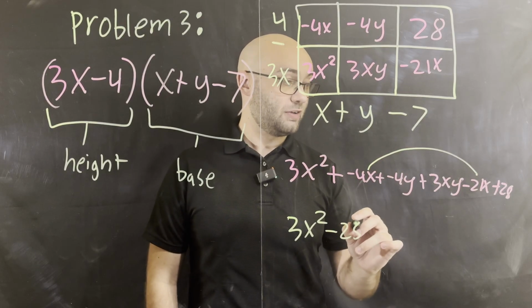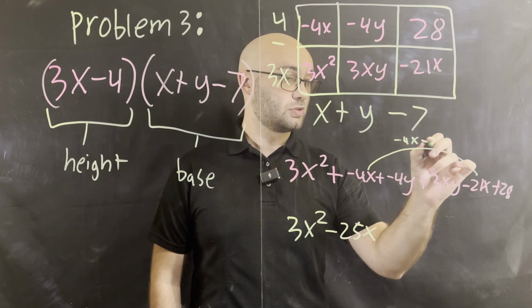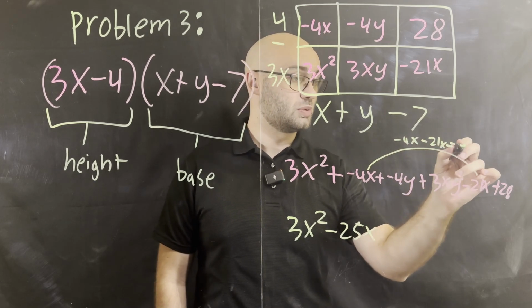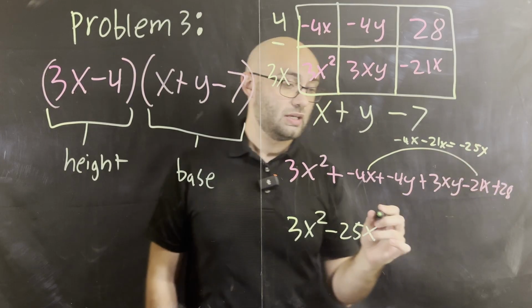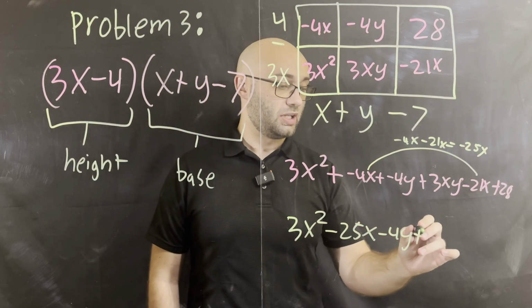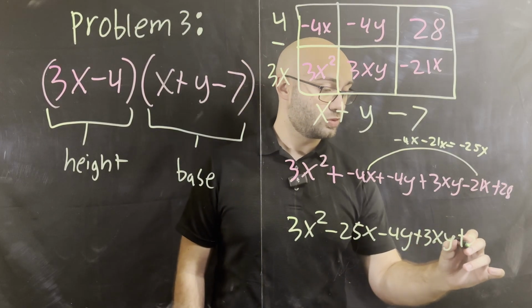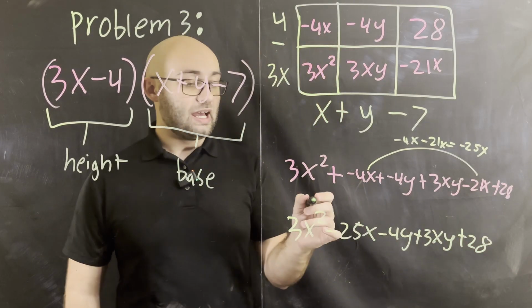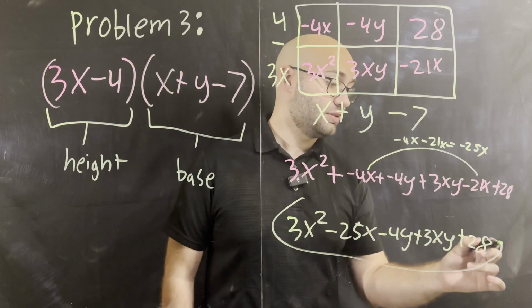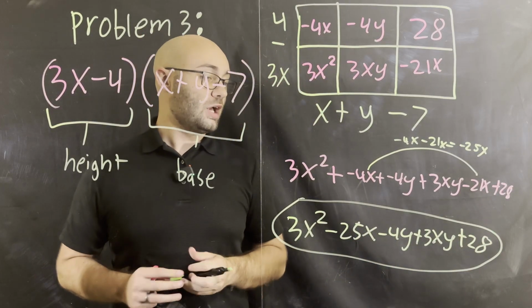Minus 25x is negative 4x minus 21x is equal to negative 25x. And then I have my minus 4y and my plus 3xy plus 28. And I have no more terms that I can combine, so I am done right there.